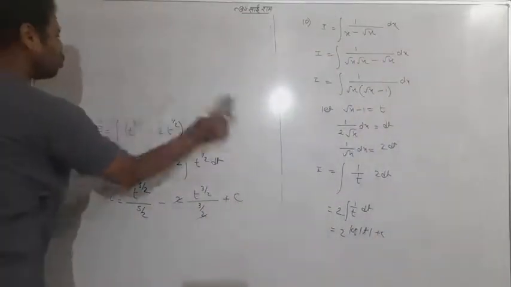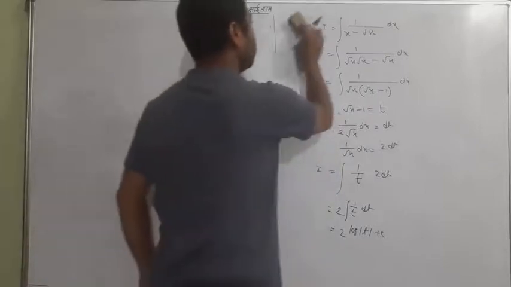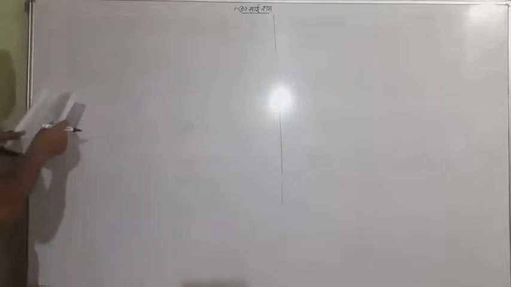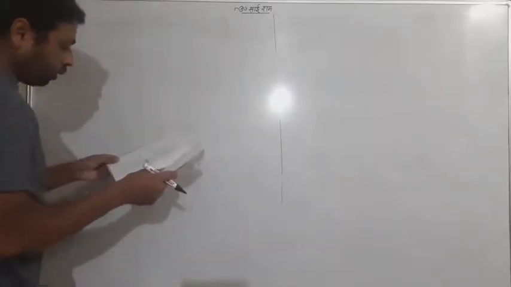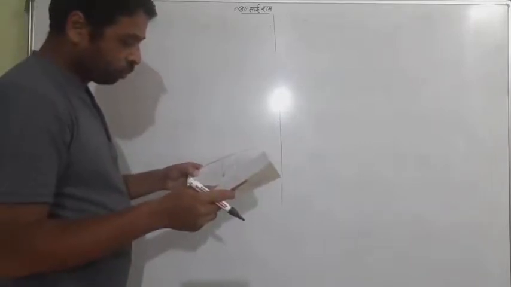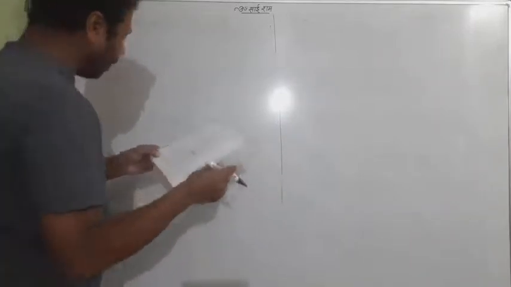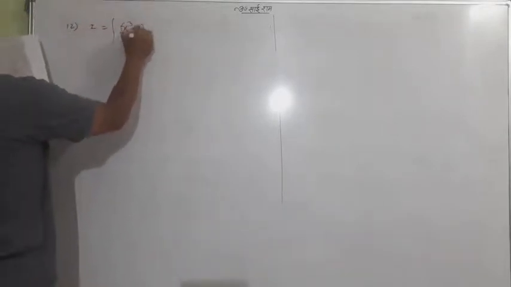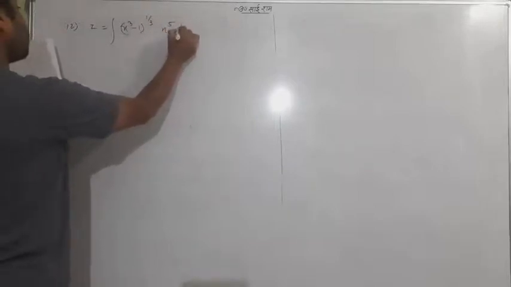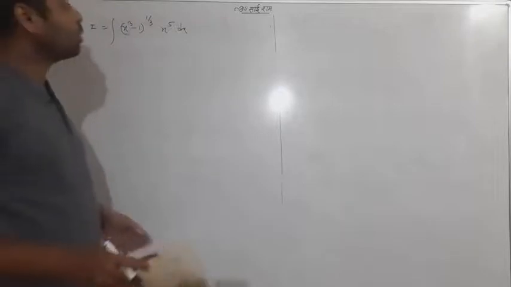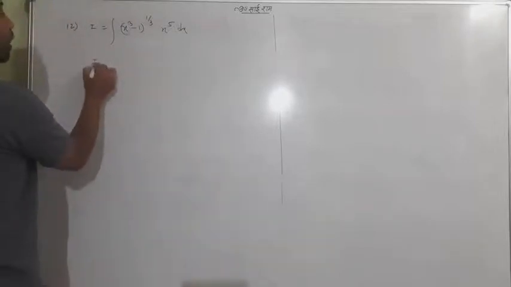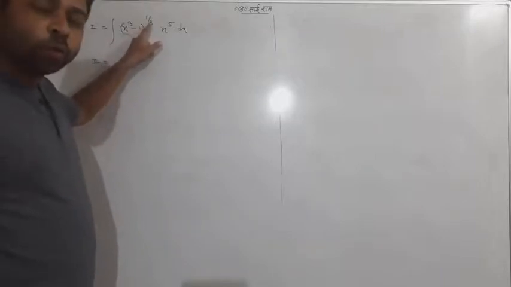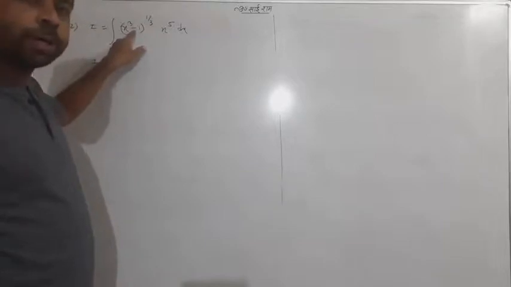Okay, now let me take some more questions. Right now I took the 10th one, so I'll now write the 12th one. I'm taking the 12th question: the integral of 1 by x cube minus 1 whole power 1 by 3 times x to the 5 dx. This is a question. So what you will do? Let me explain something: this is power 1 by 3, which indicates slightly that you can assume this is a t. x cube minus 1 equal to t.